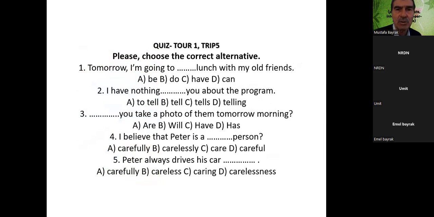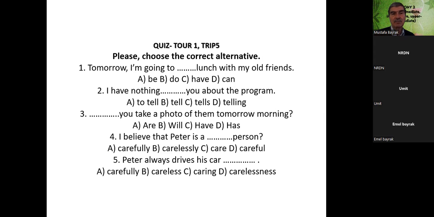Okay, quiz time. Please choose the correct alternative. 1. Tomorrow, these are important. I am going to, verb 1. Yes, tomorrow I am going to have lunch with my old friends. Okay. I have nothing blank you about the program. Something to tell, anything to tell, nothing to tell. We will study that kind of expressions in full presentations in the following videos.